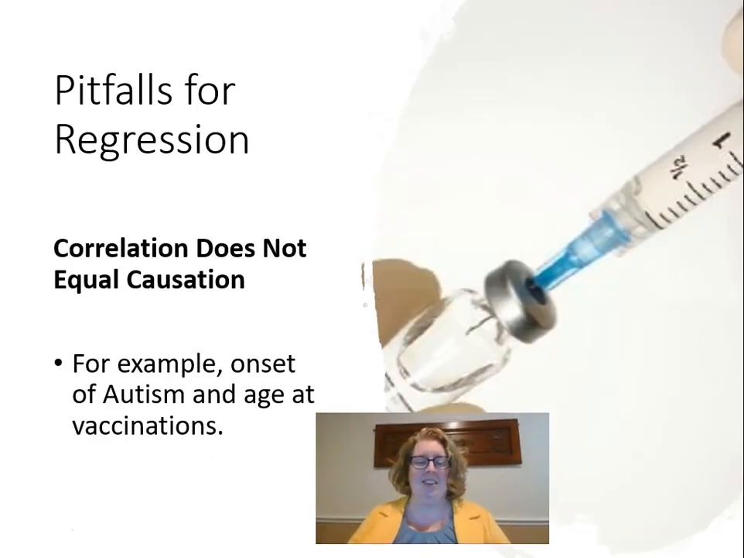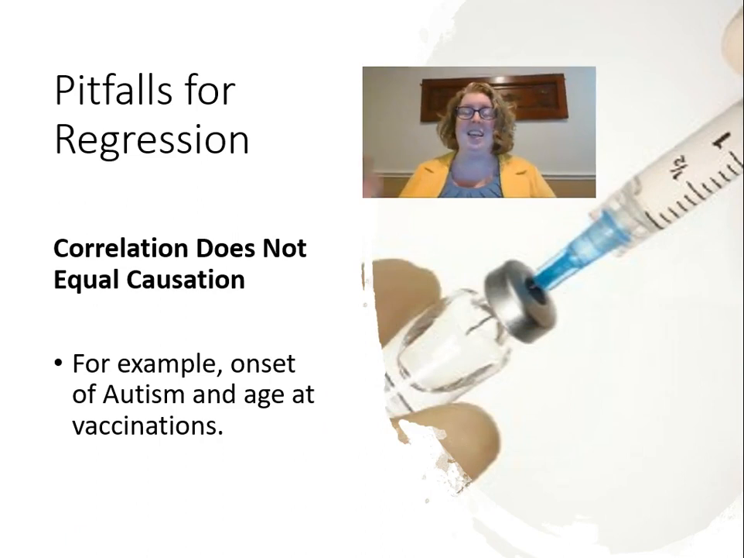And then correlation doesn't equal causation. And again, this is so important because we're not doing experimental trials. We're doing regression and correlational analyses. Having a higher SAT score doesn't cause you to have a higher verbal score. And I think the classic example here is vaccinations. There's a correlation between the onset of autism symptoms and the age at which you get vaccinations, but that doesn't mean that vaccinations cause autism. And that's been proven over and over in the scientific research. And it's really unfortunate that those two things kind of happen at the same time. It's a correlation, but it's not a causation.